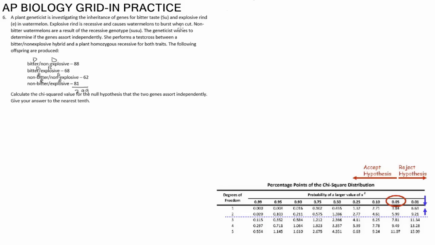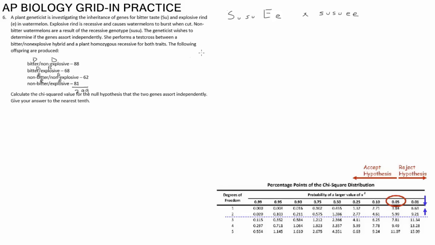The cross that's going to be performed here is between a heterozygous individual for both traits and a homozygous recessive individual. The heterozygous individual is going to have a capital Su, lowercase su, and a capital E, lowercase e, because they have one dominant and one recessive allele for both of these traits. The recessive individual is going to be lowercase su, lowercase su, lowercase e, lowercase e, because they only have recessive alleles.